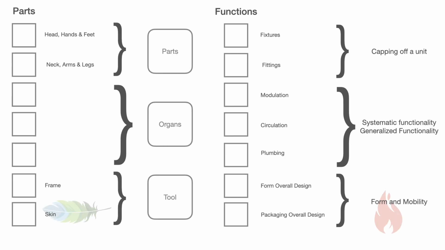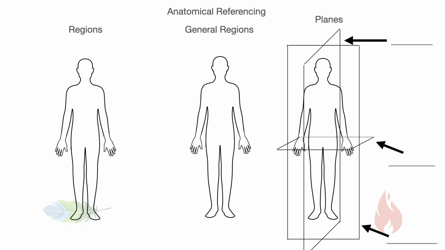So we'll hang with these parts here and these functions, and this is just outer structure. That's where we hung at the end of the first presentation. And then this is an optional worksheet, touching on some stuff that we did in this presentation. You can fill in the blank here. We can label the regions, general regions, and then the planes.